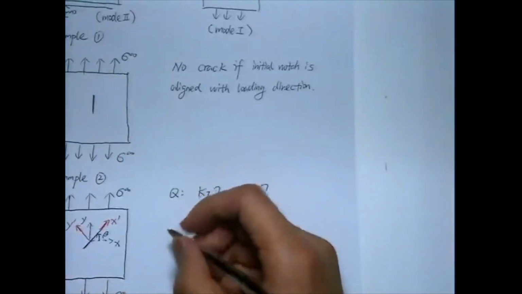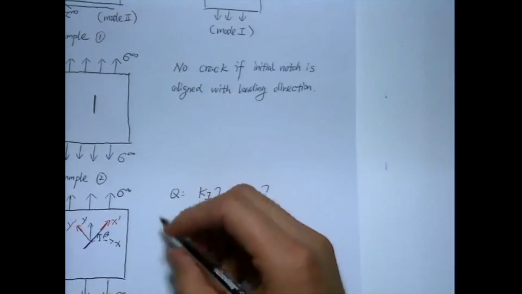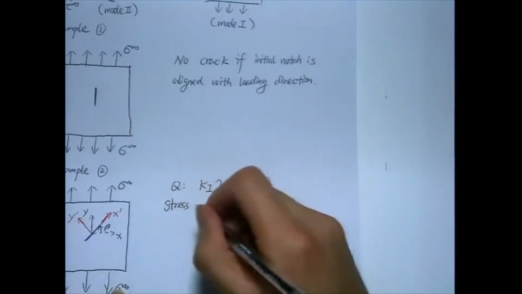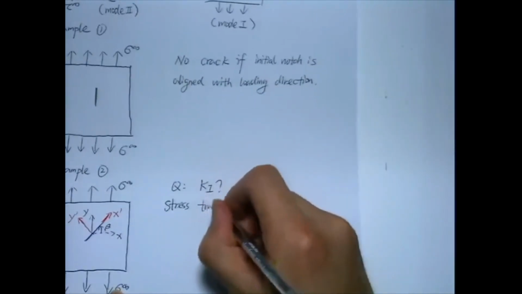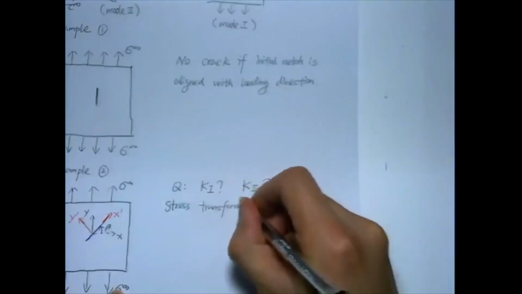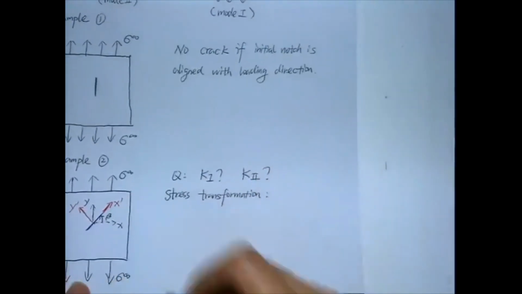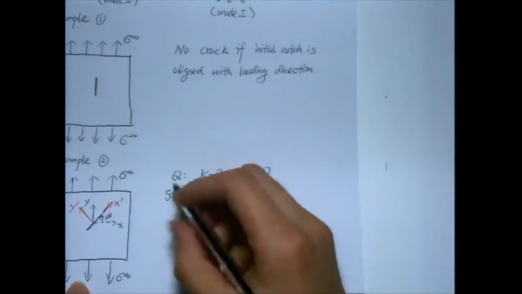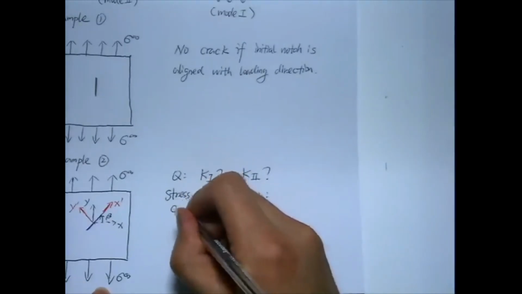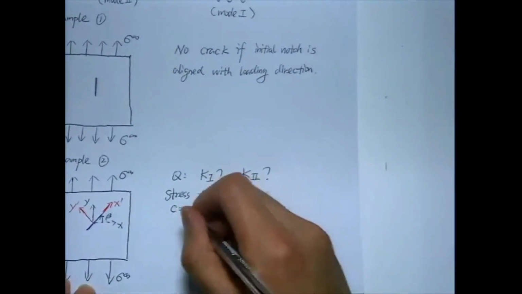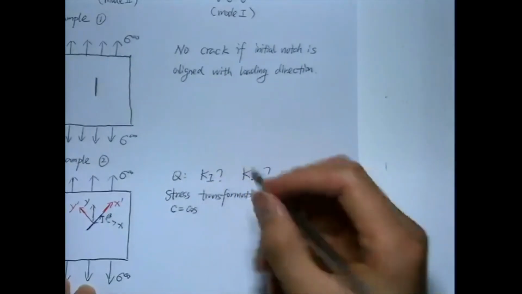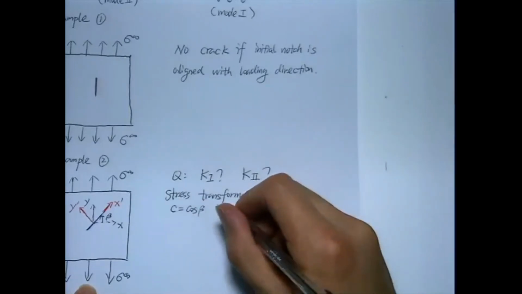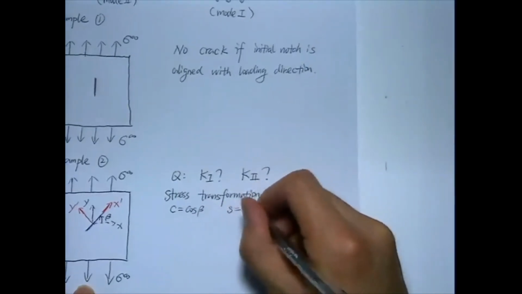So I'll give you the equation for stress rotation, or stress transformation. I'll just give you the direct answer, okay? Suppose I define C, a parameter, equal to cosine beta and S equal to sine beta.